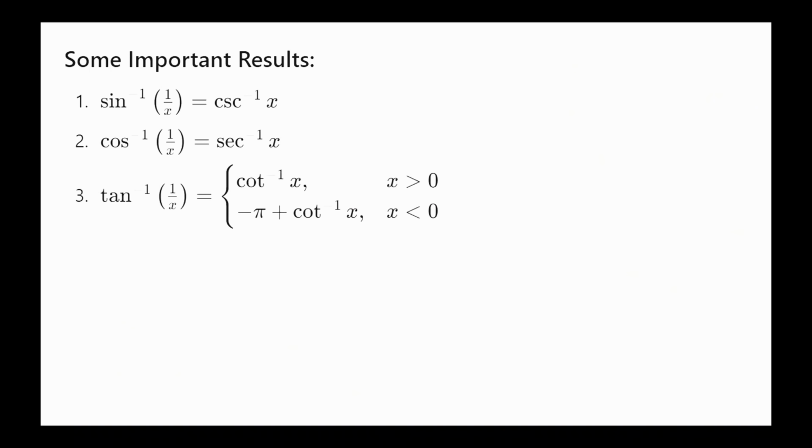A few more properties that you must remember: sine inverse 1 by x can be written as cosec inverse x. Cos inverse 1 by x can be written as sec inverse x. Tan inverse 1 by x can be written as cot inverse x, provided that x is greater than 0. And it can be written as minus pi plus cot inverse x, provided that x is less than 0. So keep this in mind. It is not pi minus cot inverse x, it is minus pi plus cot inverse x. So do not confuse yourself with the sign. These are important results that you must remember by heart.